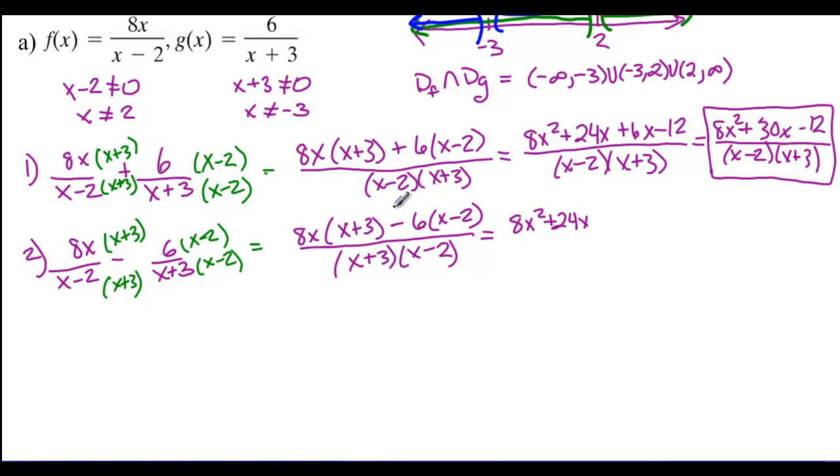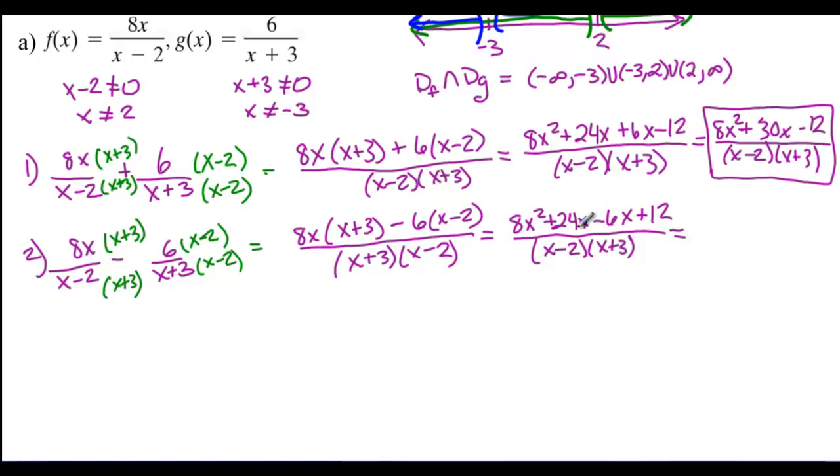And then here's the kind of tricky part. It's a negative 6 being distributed. So minus 6x plus 12 all over that x minus 2 times x plus 3. Oh, and I swapped them back there. Sorry, I didn't mean to do that. But again, it's not going to matter.